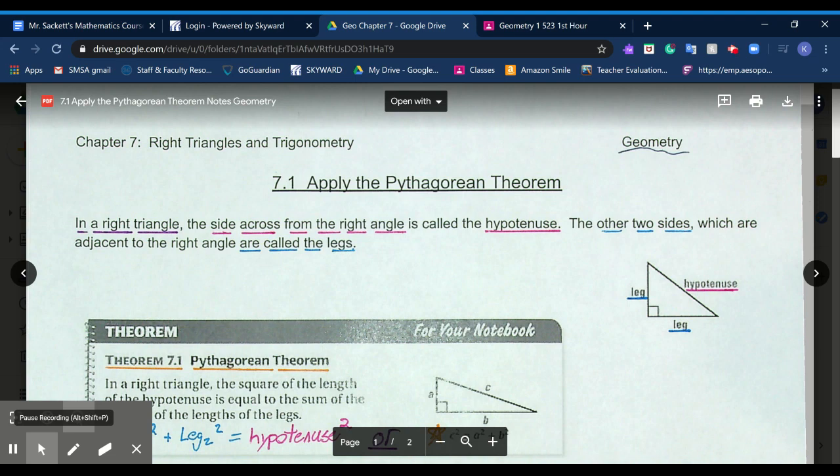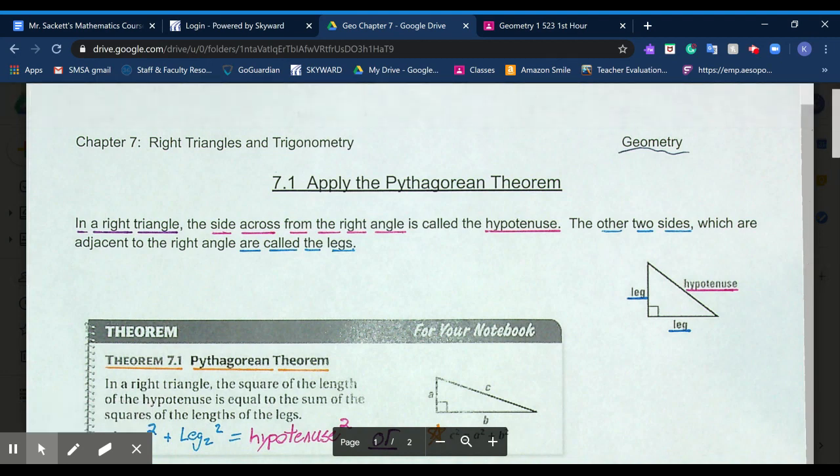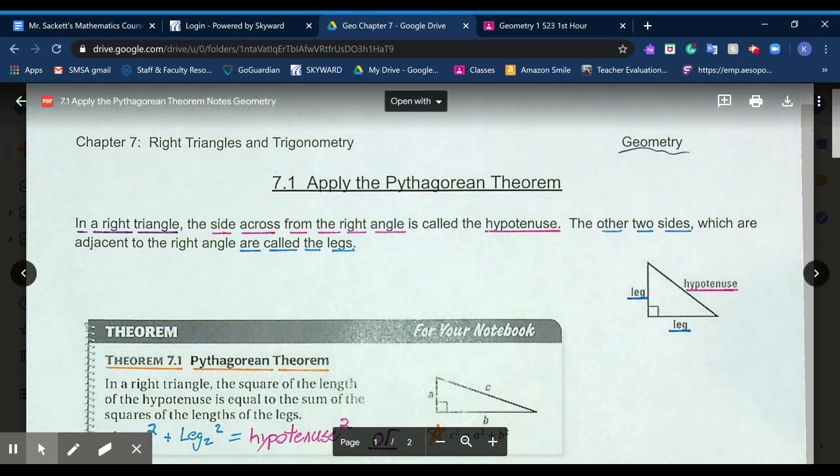Welcome to Chapter 7.1, Apply the Pythagorean Theorem. Chapter 7 is all about right triangles and what is known as trigonometry. Trigonometry is a branch of geometry that relates specifically to right triangles. So this whole chapter, right triangles and trigonometry, don't be worried about the word trigonometry, it just means basically geometry dealing with right triangles.